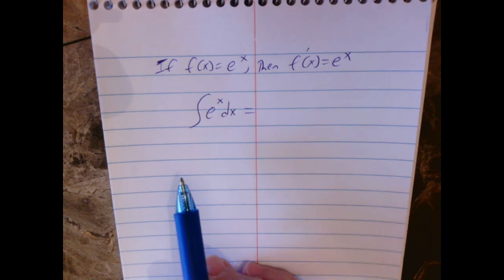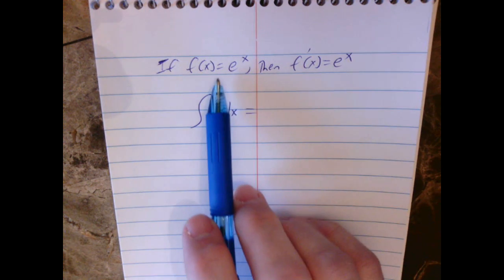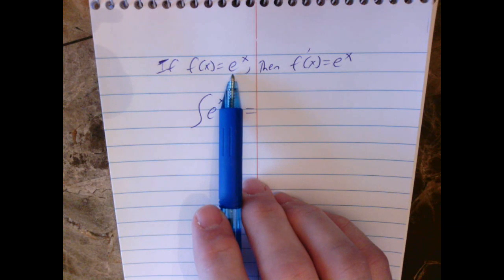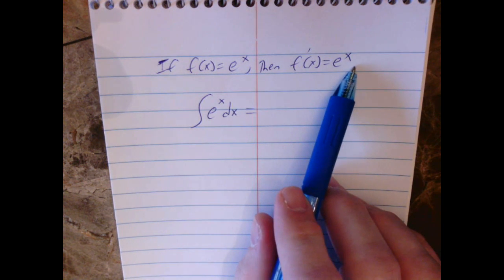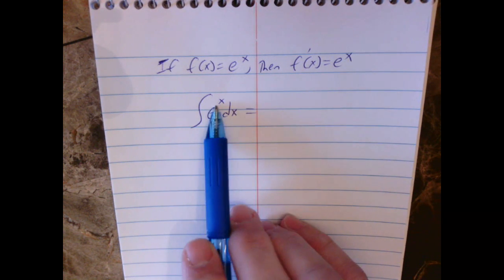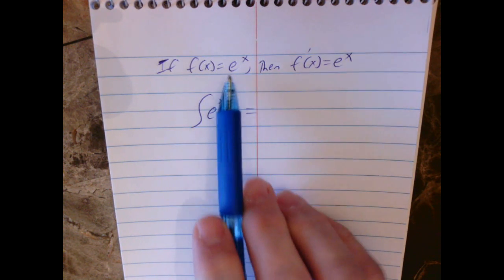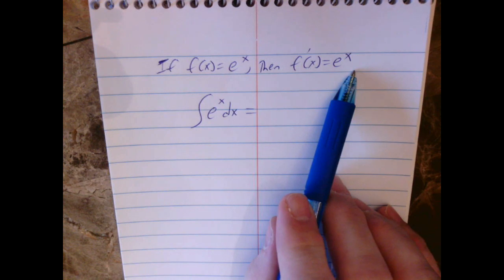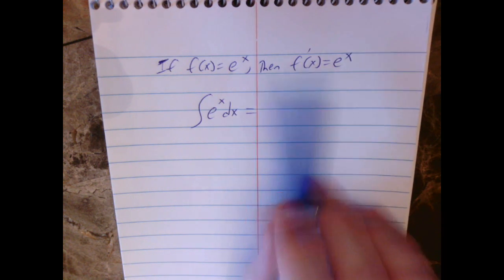So in the other videos, we talked about, if you have a function e to the x, the derivative is e to the x. What about if we have to go backwards? What would be the integral for e to the x dx? Well, if the derivative of e to the x is e to the x, then the antiderivative of e to the x should also be e to the x.